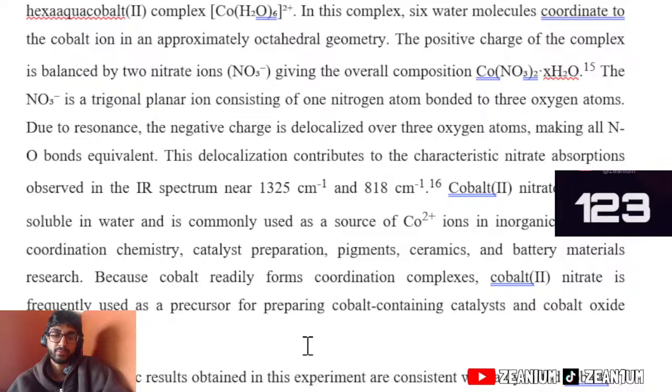The nitrate is a trigonal planar ion, so a bit of VSEPR theory for you. It consists of 1 nitrogen atom bonded to 3 oxygen atoms.